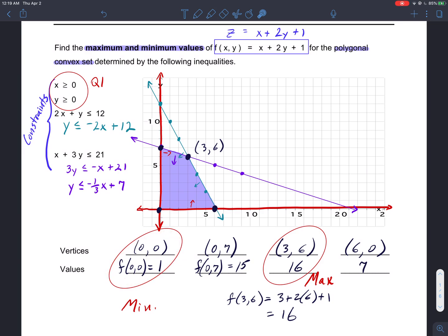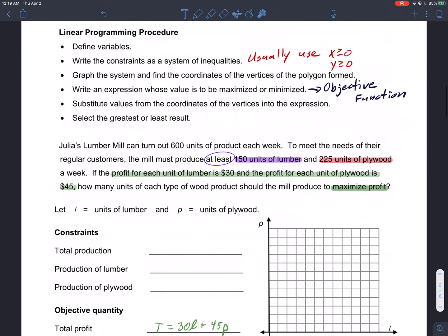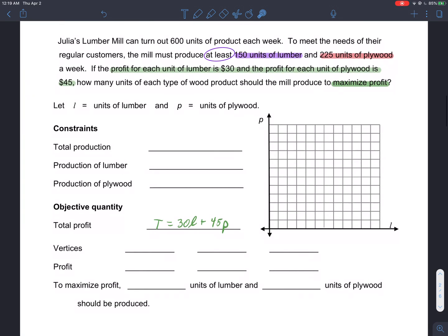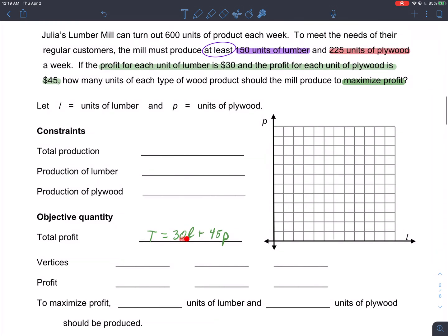We actually found the minimum and the maximum of this generic function. Well, now our function actually has a real world application, a real meaning to it, because it's applied to this word problem. All right. So let's go back now. We've got to find the constraints. In this problem, we are told that they have to produce at least, that means at minimum, 150 units of lumber and 225 units of plywood.